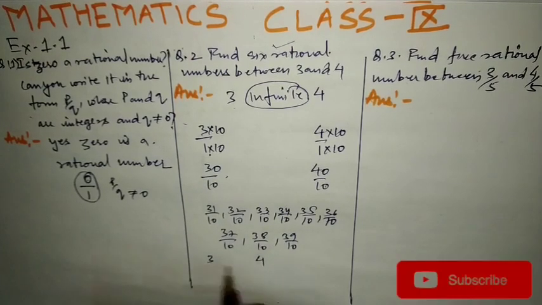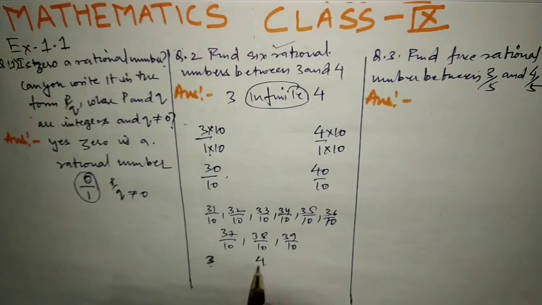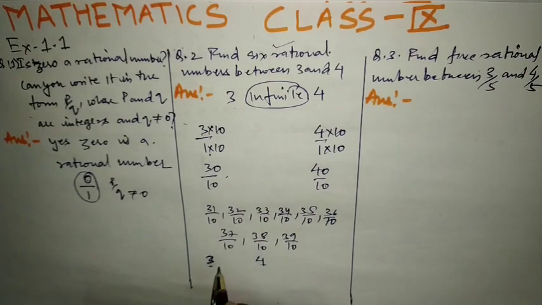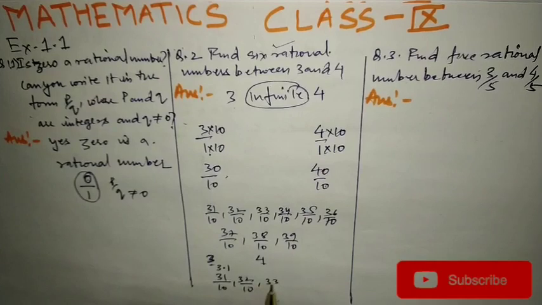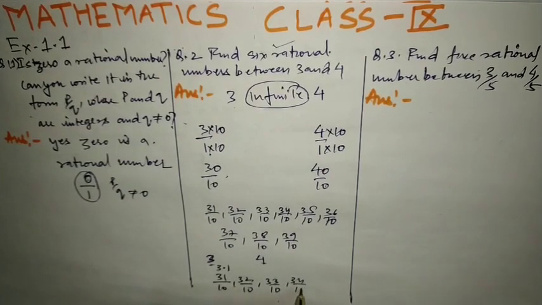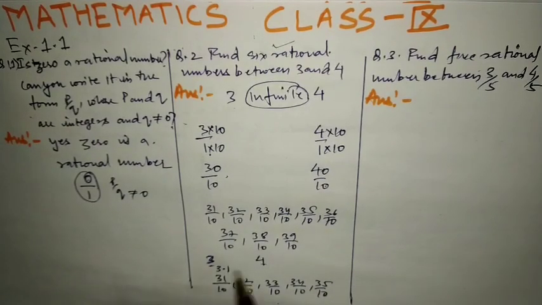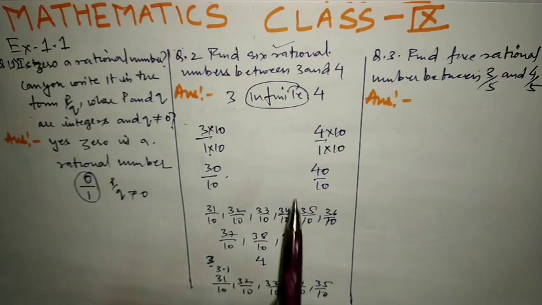3 and 4. If you directly see, there is no natural number between 3 and 4. But there may be a decimal number between 3 and 4. So what will be the next number? Suppose you divide 3 and 4 into 10 equal parts. So what will be the next number? It will be 3.1. And 3.1 you can write as 31 by 10, 32 by 10, because 3.2, 33 by 10, 34 by 10, 35 by 10 and so on. Okay, so here also you can easily find the rational numbers between any two rational numbers.